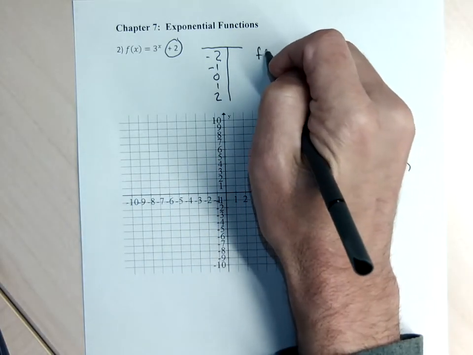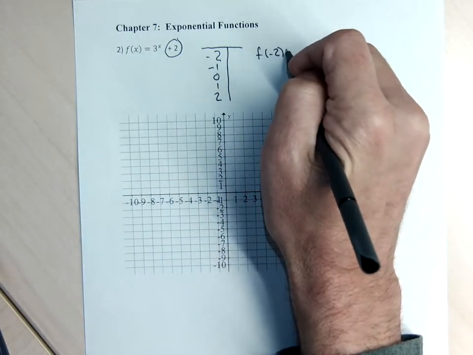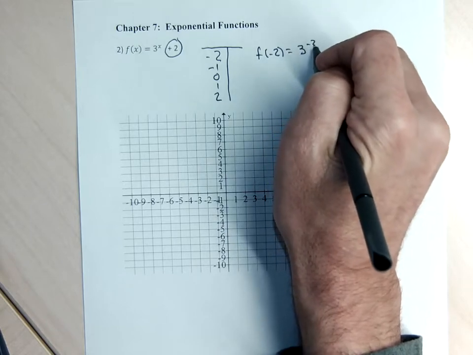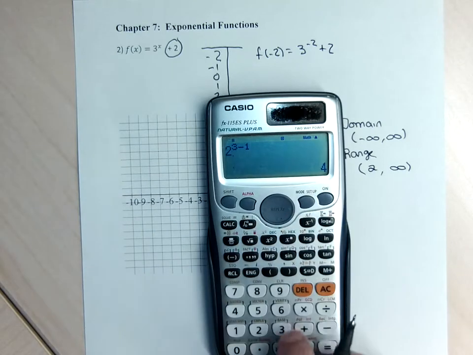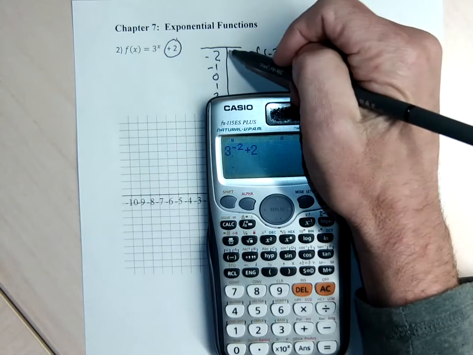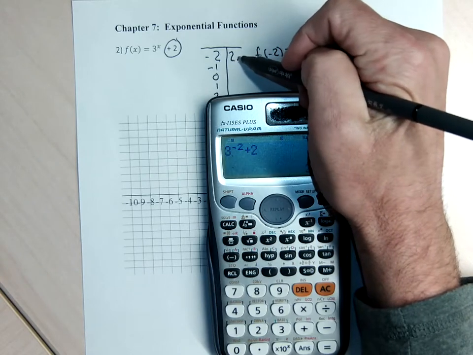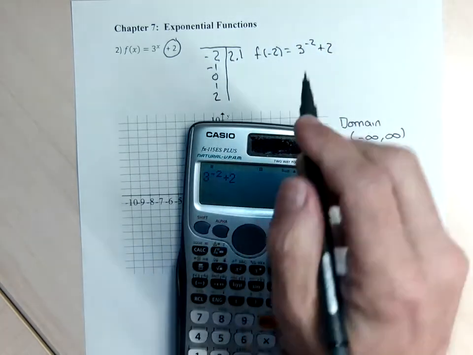I'm going to do f of negative 2 is 3 to the negative 2 plus 2. And I'm probably going to wind up doing the decimal because the decimals are kind of nice-ish. 19 over 9 is no good for me. I'm going to hit my SD button and say this is 2.1. It's 2.1 repeating, but rounded to 1 decimal, it's 2.1.